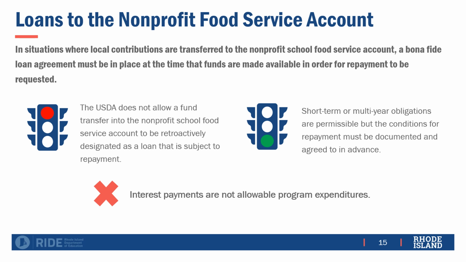A bona fide loan agreement must be in place at the time that funds are made available to the program. In this situation, short-term or multi-year obligations are permissible, but the conditions for repayment must be documented and agreed to in advance. Note, interest payments are not allowable program expenditures.